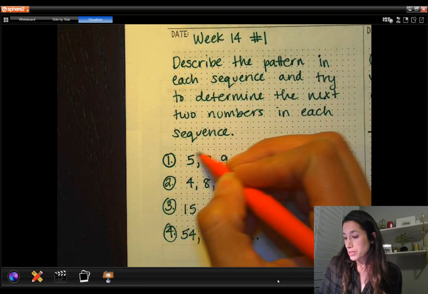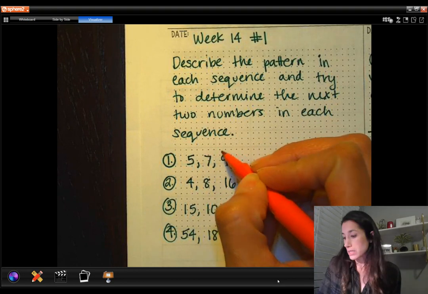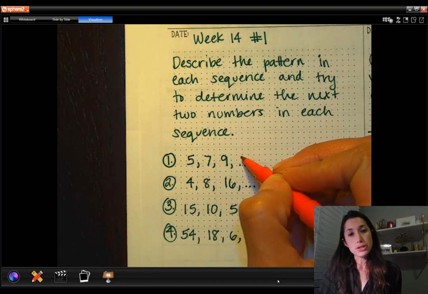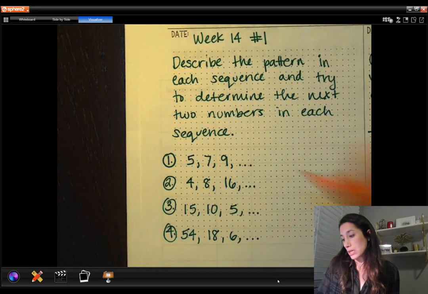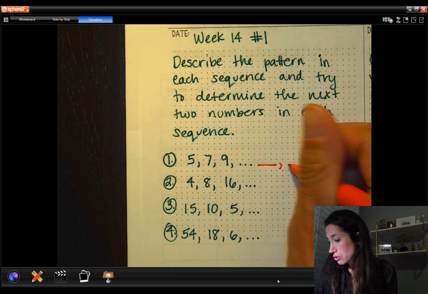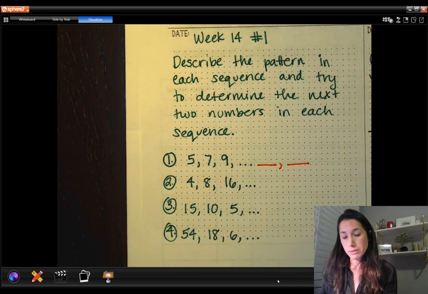So 5 plus 2, that's 7. 7 plus 2, that's 9. So then we would just want to add 2 more again. So that would give us 11. And then you want to get the next number in the sequence. So you were writing the next 2 numbers for that sequence.